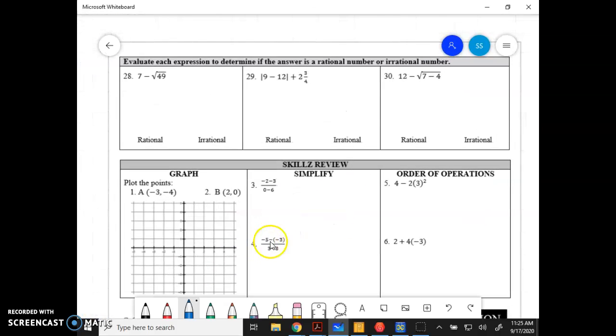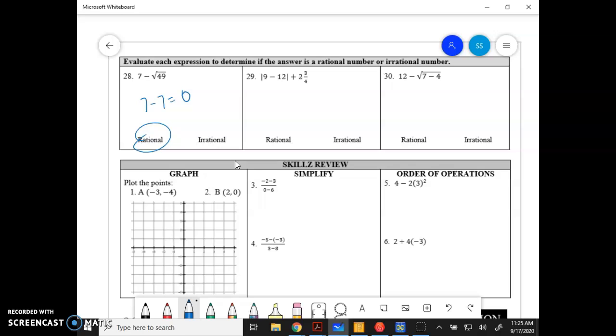Let's see, here's the next section. We are going to evaluate the expression and then circle if it's rational or irrational. Okay, so we need to simplify this square root symbol first, which is 7. So I'm left with 7 minus 7, that's 0, that is rational.